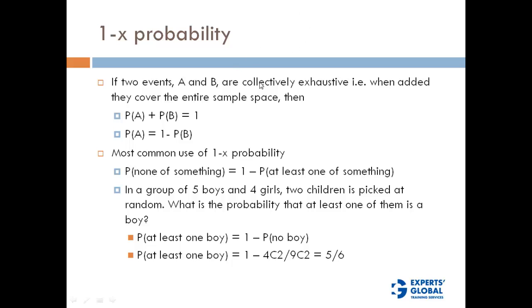If two events A and B are collectively exhaustive, what do you mean by collectively exhaustive? That means when they are collected together, they are exhaustive. That means they represent the entire sample space. When added, they cover the entire sample space. For example, either I wear black shoes or I don't. So A is the event I wear black shoes, and B is an event I don't wear black shoes.